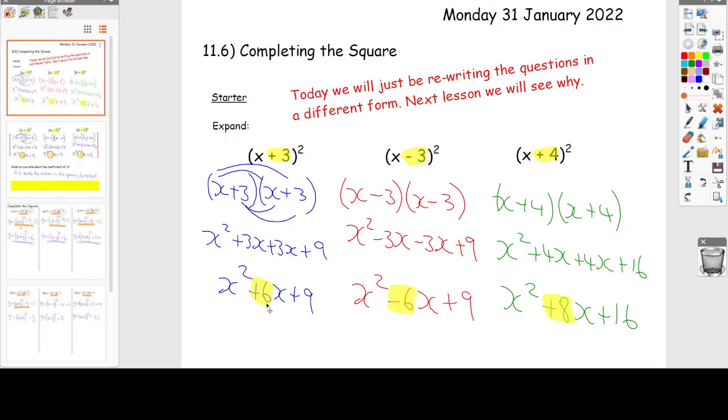And what I was trying to get the class to understand was that the number inside the bracket is half the coefficient of the x. And that's how we start all these questions. You halve the coefficient of x.